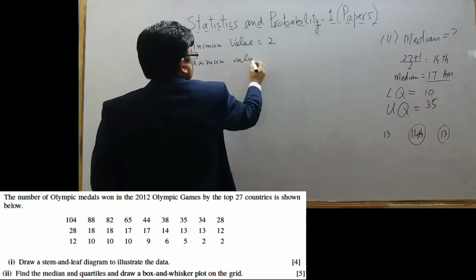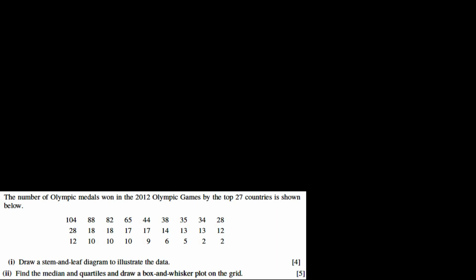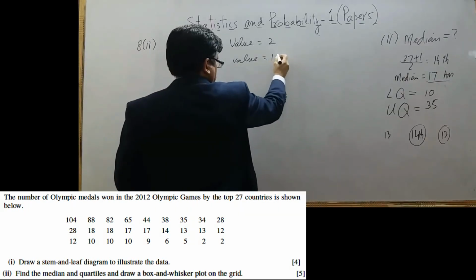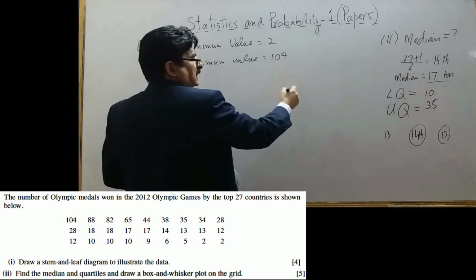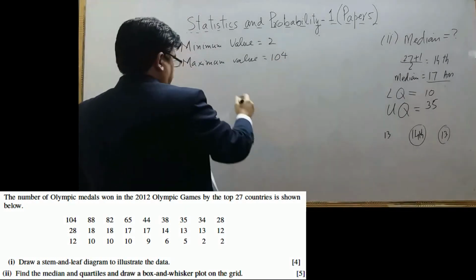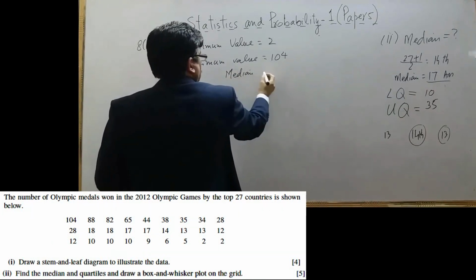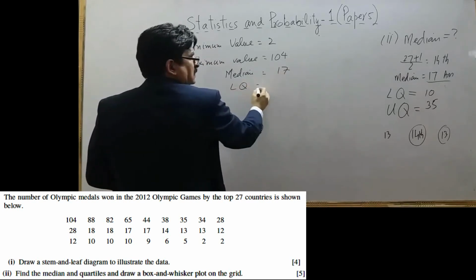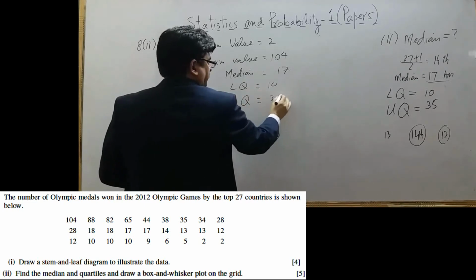And the maximum value in the data is 104. We have found the median. Now the median is 17. Lower quartile 10. Upper quartile 35.